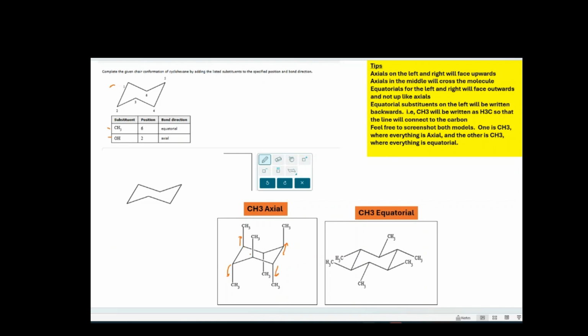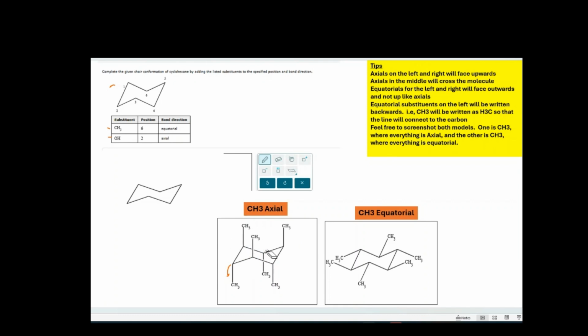And then the 2 that are in the middle that are axial: the one that's in position number 3 is going to go up and cross the molecule. And the one that's in position number 6 is going to go down and cross the molecule. So kind of fairly simple on that one.